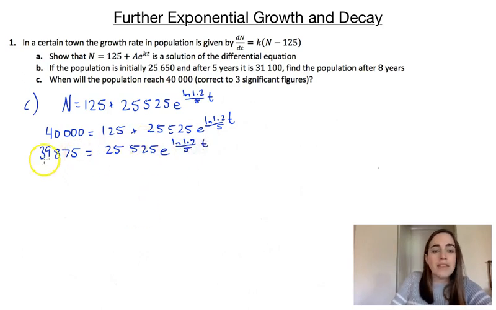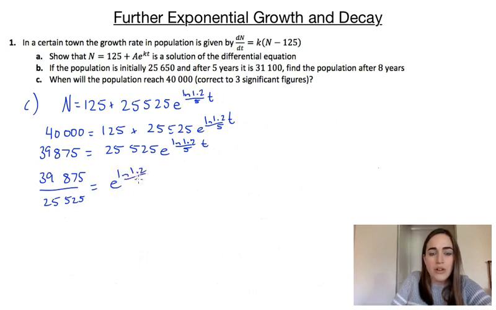Now if I divide by that, I'd have 39,875 over 25,525 equals e to the power of ln 1.2 over 5 t. Now I'm going to take the natural log of both sides, and that's going to give me ln 1.2 over 5 t.